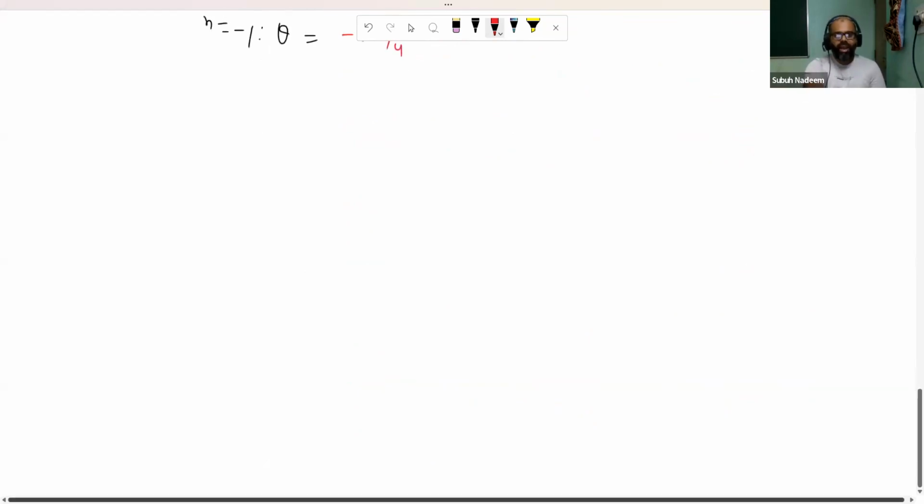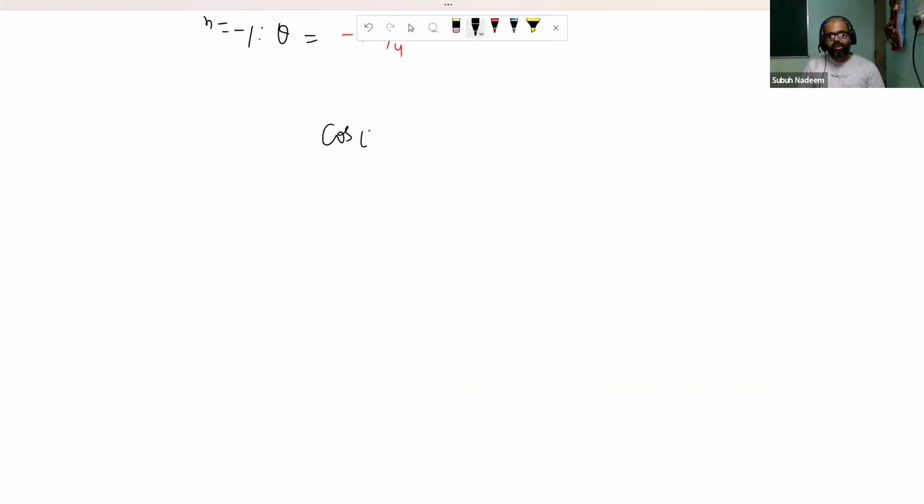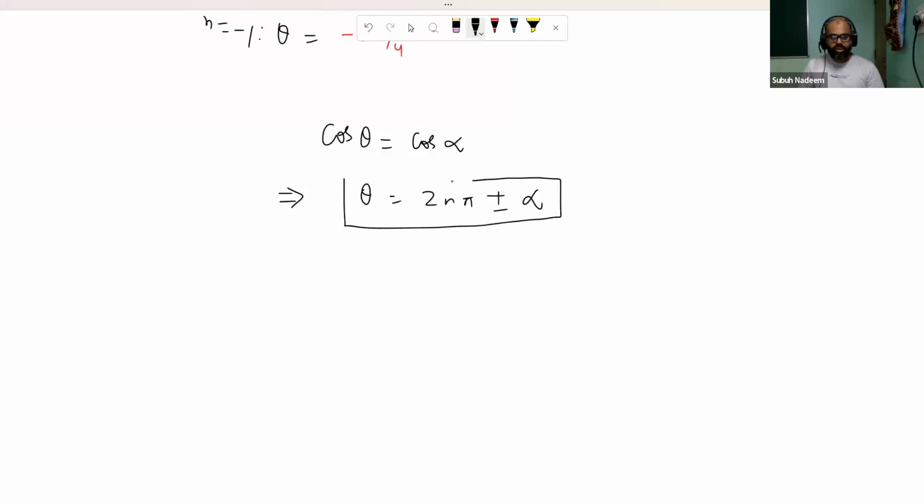Similarly, we have cos theta. So if we talk about cos theta, suppose cos theta is equal to cos alpha. So this alpha is the principal value, and you have to find the general solution. There is another formula for this one: 2n pi plus minus alpha. So this is the general solution, where n belongs to integers. Now here again, if I give you cos theta is equal to root 3 by 2, can you tell me 3, 4 values of theta?